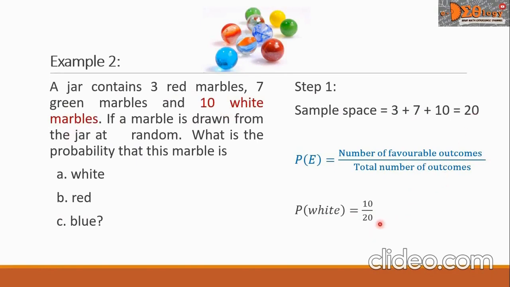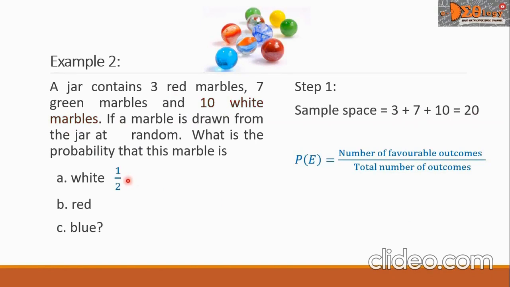So this is 10 over 20. And the simplest form is 1 over 2. This is our answer. Let us copy this opposite problem A. Let us proceed with problem B.